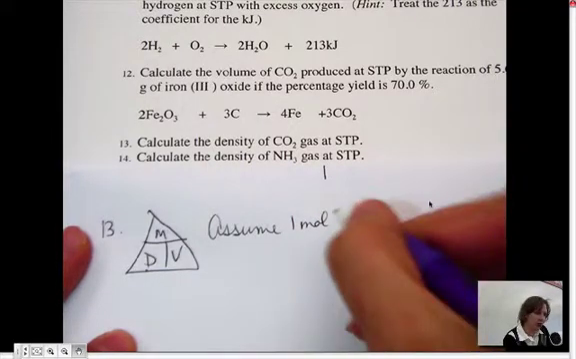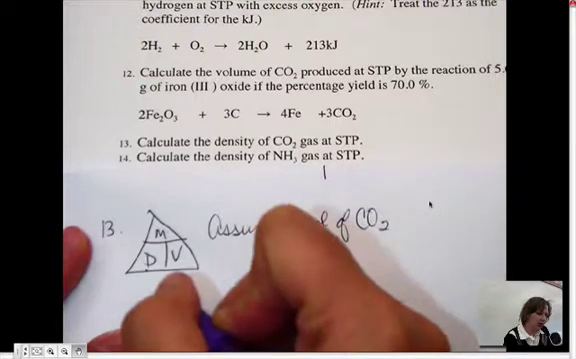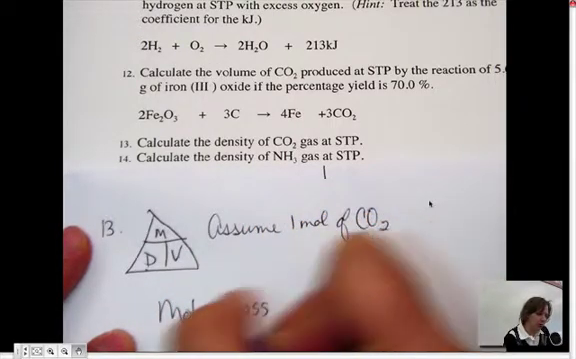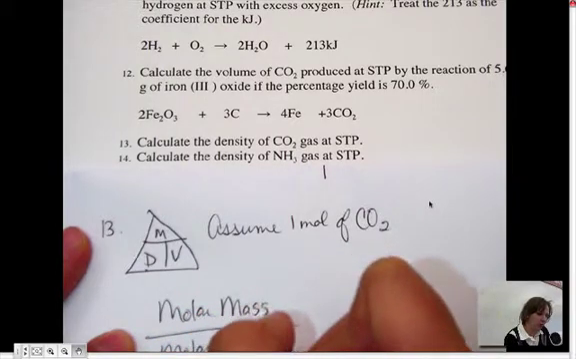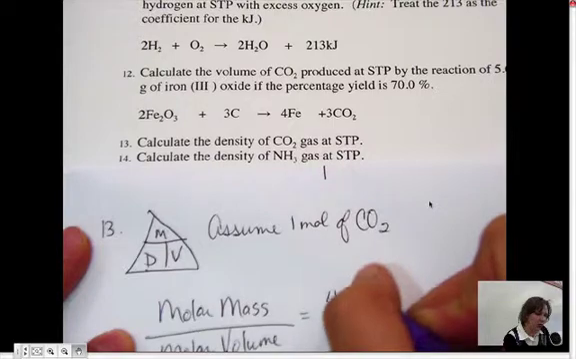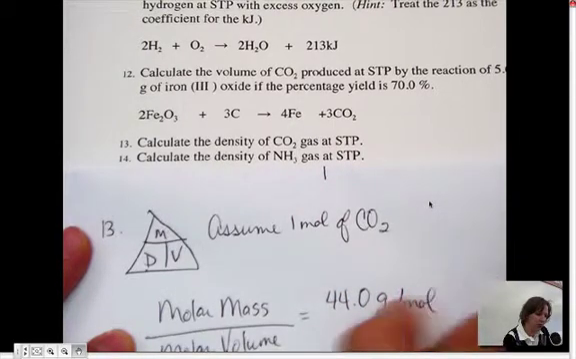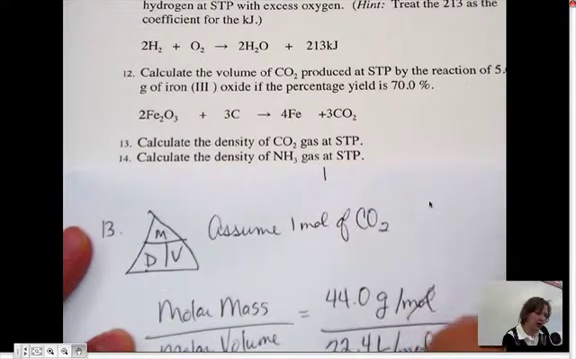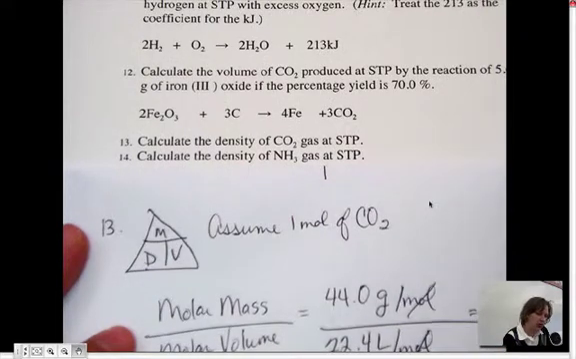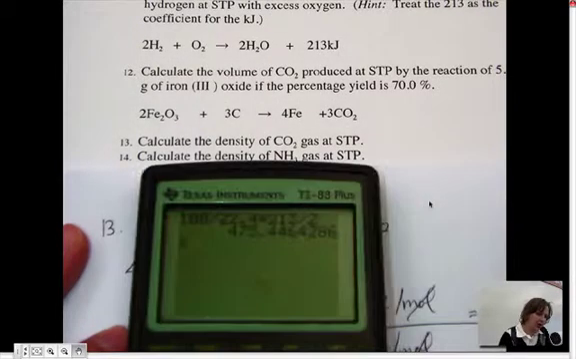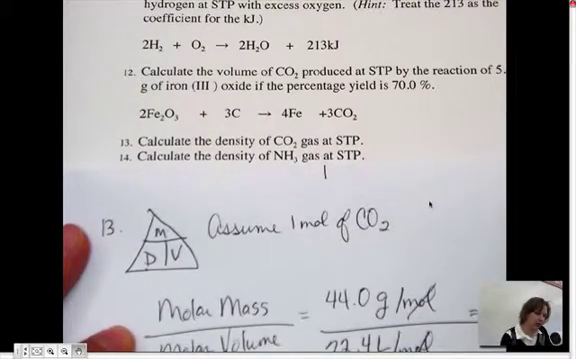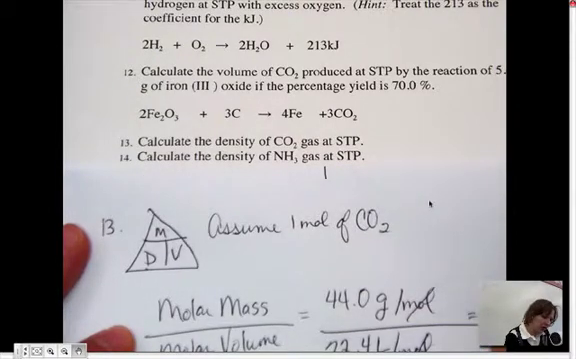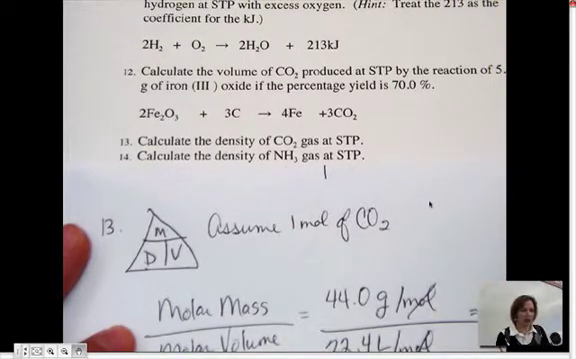Let's assume that we have 1 mole of CO2. So in other words, we're going to do molar mass over molar volume. Well, the molar mass of carbon dioxide is 44.0 grams per mole. Molar volume at STP is 22.4 liters per mole. Moles cancels out. Your units are grams per liter. And the math is 44 divided by 22.4. 1.96 grams per liter of carbon dioxide.